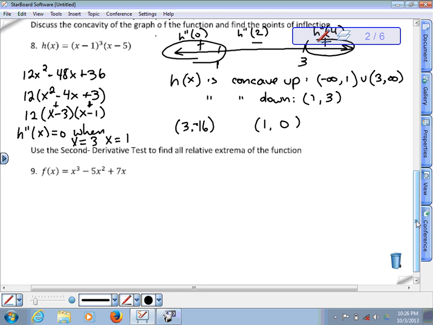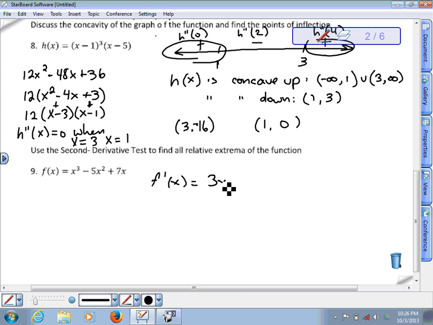Okay, now question 9, second derivative test. Got to pay really close attention. The second derivative test can kind of get mingled with the first derivative test if you're not paying close enough attention. So we start with the first derivative and find the critical values from the first derivative, and we take those and plug them into the second derivative to test the sign of the critical values in the second derivative.